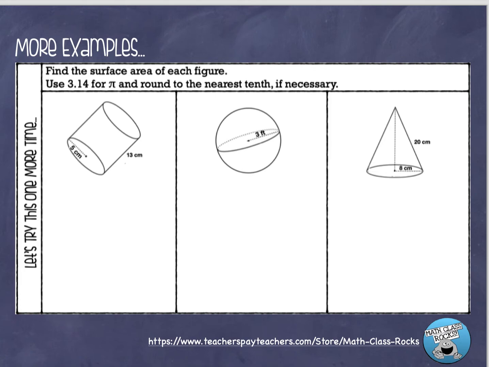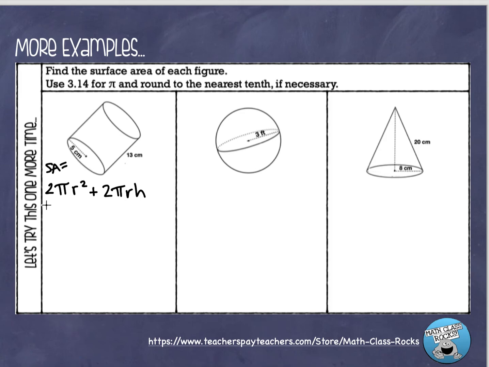All right, time to check. Here we go. This first one is a cylinder. So I'm going to start out by copying my formula down. So the formula is we're going to do 2 times pi times the radius squared plus 2 times pi times the radius times the height. And all of this is going to be equal to our surface area.